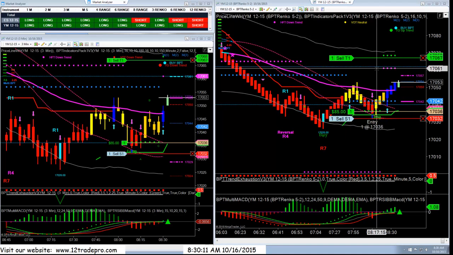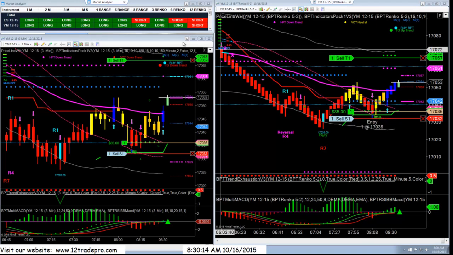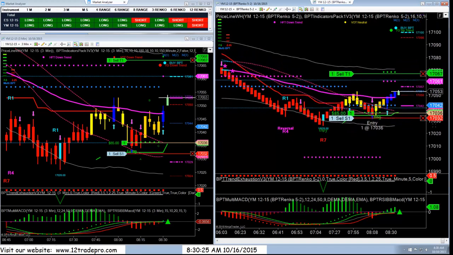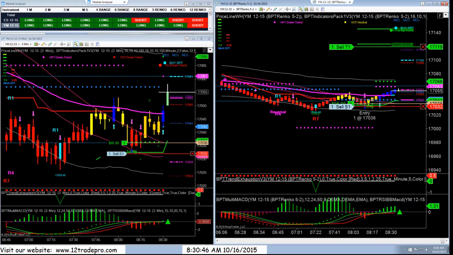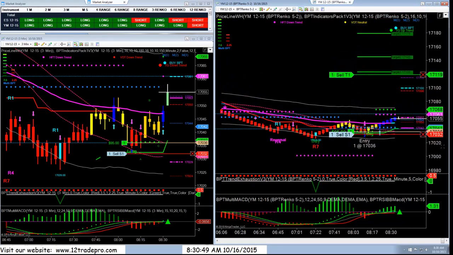Of course, the 061 is going to act as resistance, but I'm going to try to stay in this trade. You can see the YM market analyzer green all the way down until you get to the 12 Renko. Your first daily target is at 120.17, 123. Let's see. I'm just going to put it 4 ticks below that and let it ride.